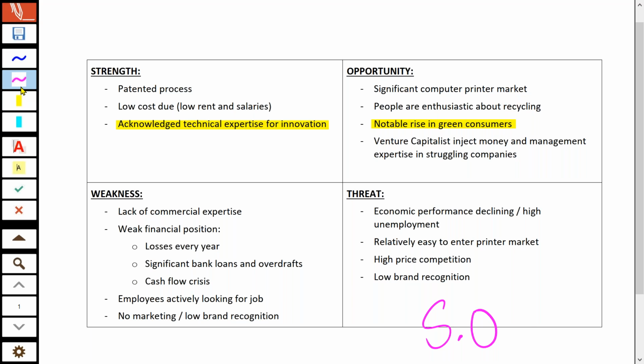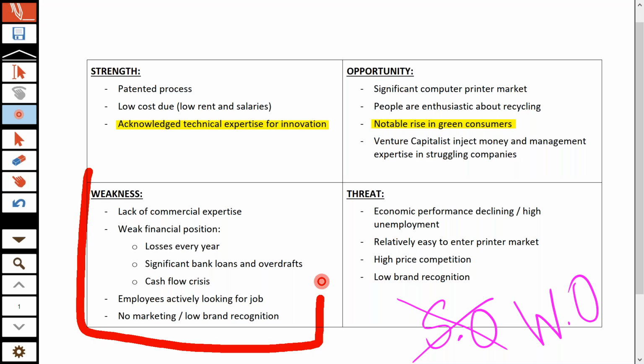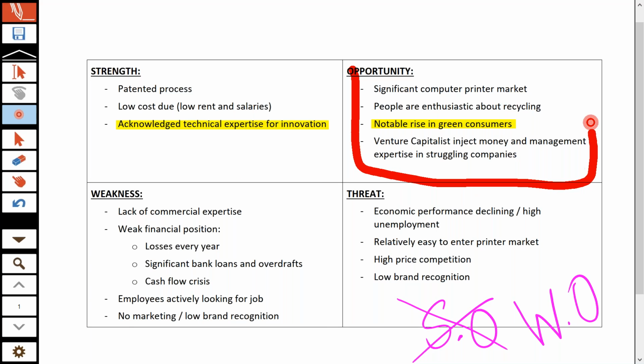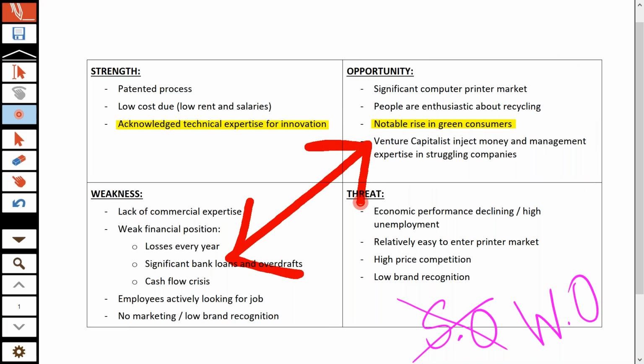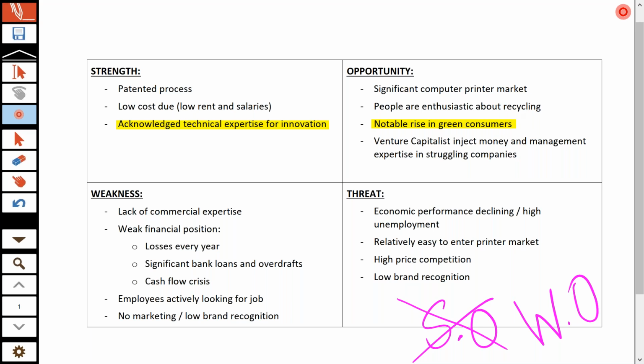Now, the next one is WO. Remove your weakness to grab opportunity. So have a look at the list of weaknesses. So these are my weaknesses. Have a look at the opportunities and try to link someone with someone. 30 seconds. Open up your mind. Your directors, come on. Right.